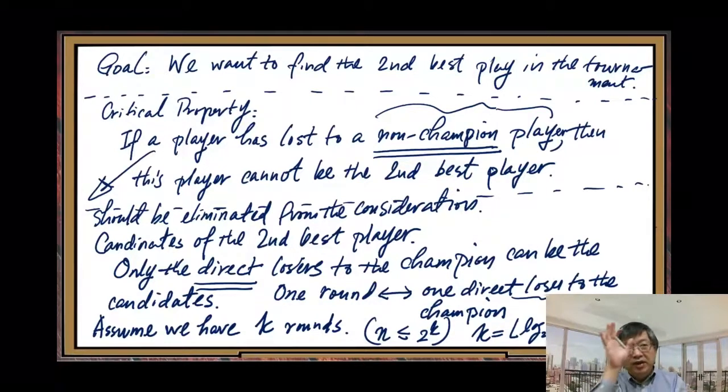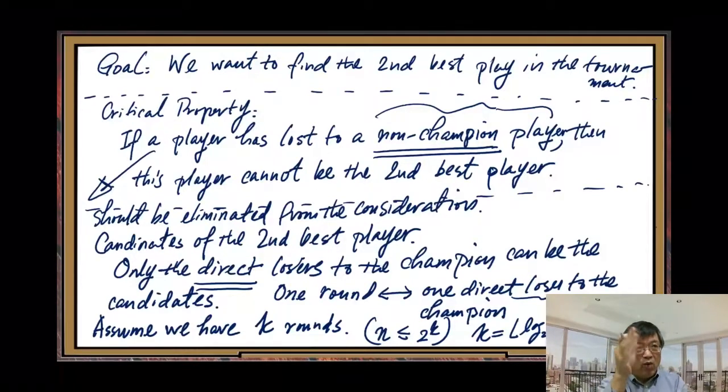From the direct losers, we want to find the best one. How many comparisons do we need? From the direct losers, we want to eliminate all other people until only one is left. The answer is k minus 1, right? So from k direct losers, to get the best player, we need k minus 1 comparisons.